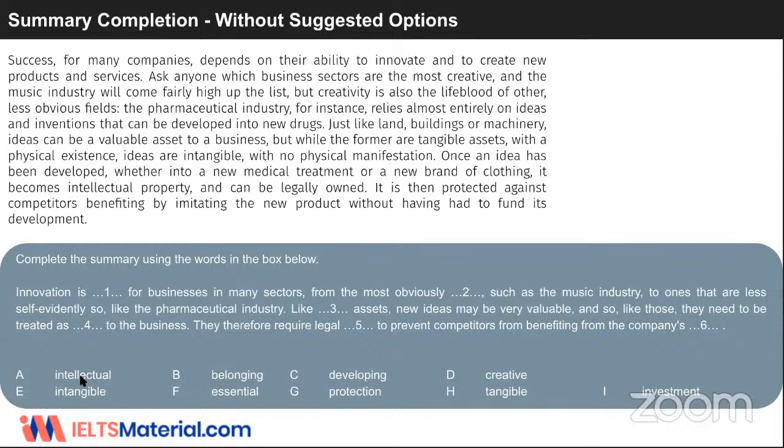The options are A, intellectual, B, belonging, C, developing, D, creative, E, intangible, F, essential, G, protection, H, tangible, and I, investment. Now here, what you need to do is, they have clearly given the letters. So when you have the letters, just make sure that you write the correct letters in the place of the answers. You're not going to write the word, you're going to write the letters.